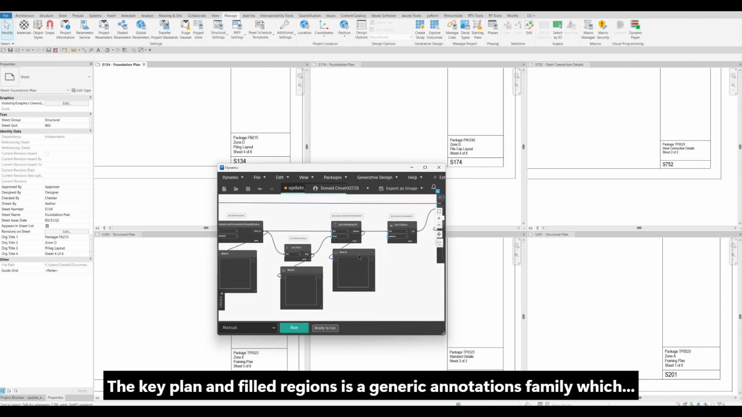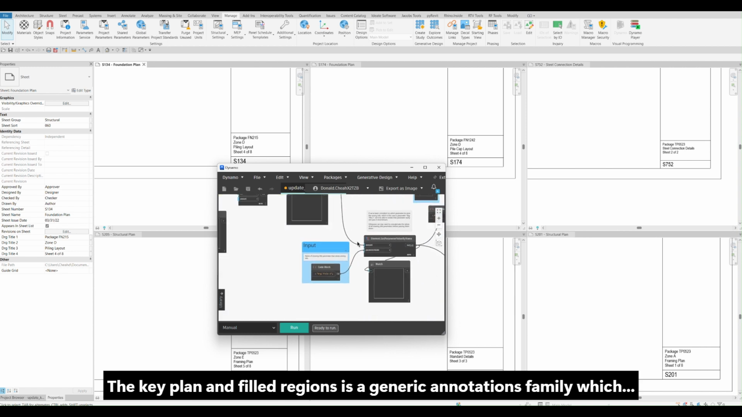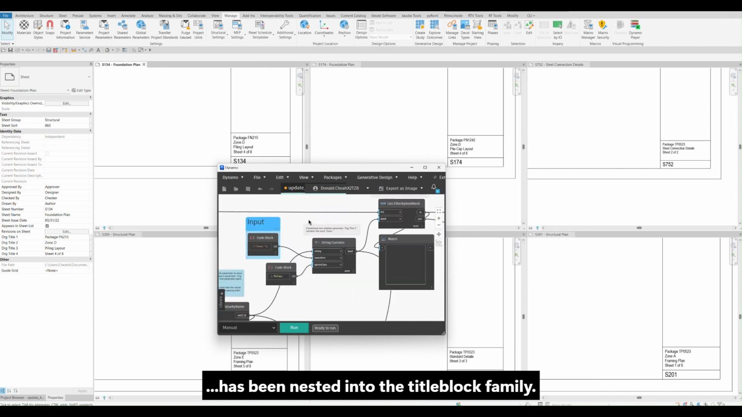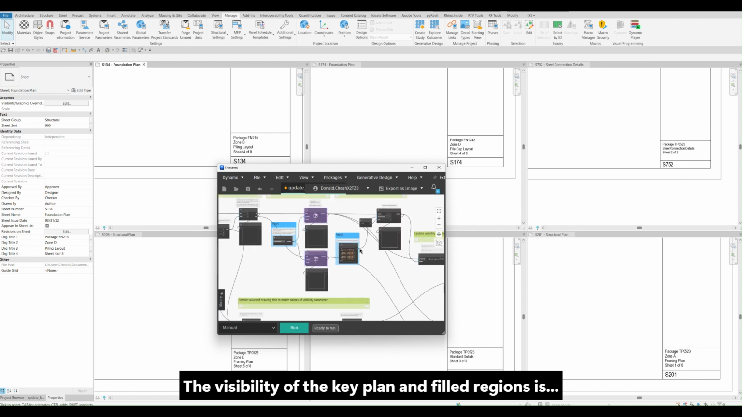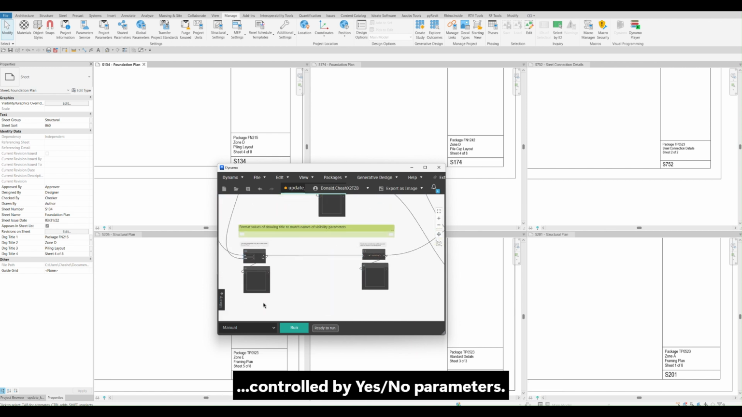The key plan and filled regions is a generic annotations family which has been nested into the title block family. The visibility of the key plan and filled regions is controlled by yes/no parameters.